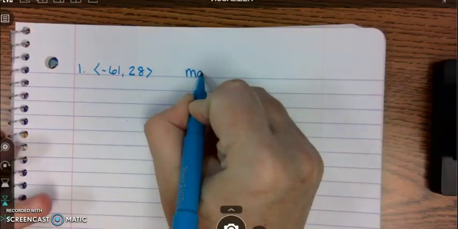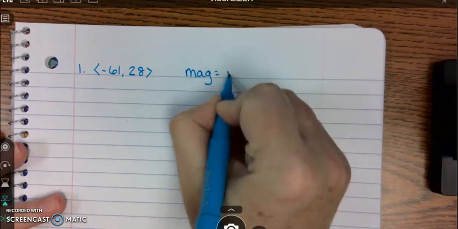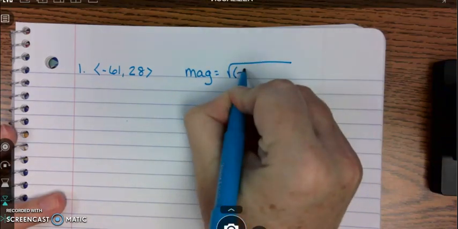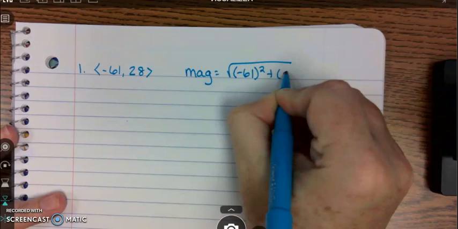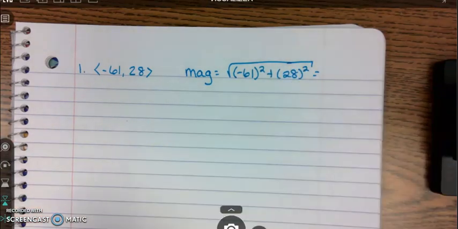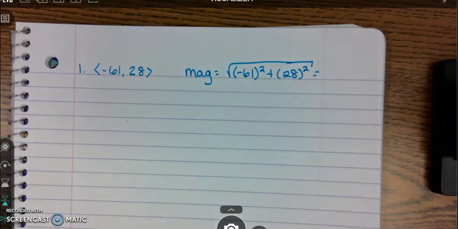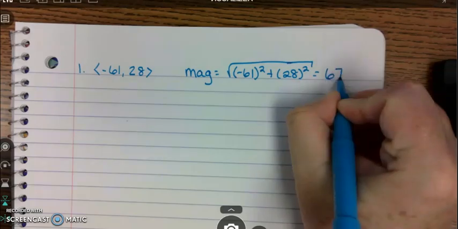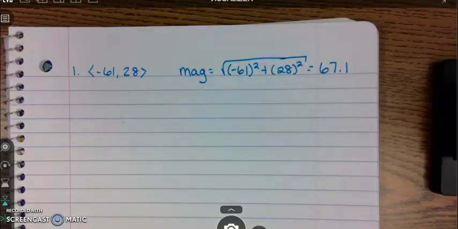For magnitude, all we have to do is take the square root of x squared plus y squared. Just typing this into the calculator, and I get 67.1. So that will be my magnitude.